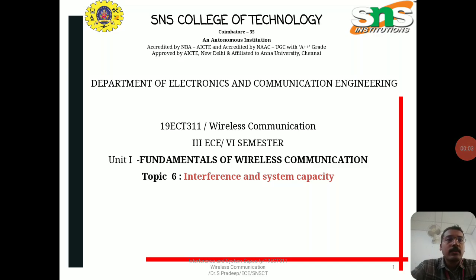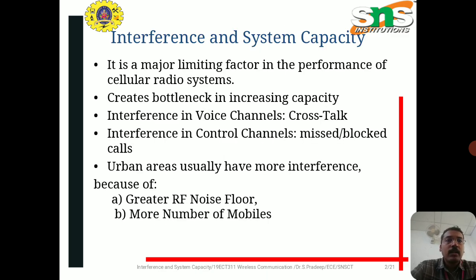Hi, today in this video we are going to see about interference and system capacity. It is a major limiting factor in the performance of cellular radio systems. It creates a bottleneck in increasing capacity. Crosstalk is the interference in voice channels, and missed or blocked calls is the interference in control channels. Urban areas usually have more interference because of a greater RF noise floor and more mobiles.